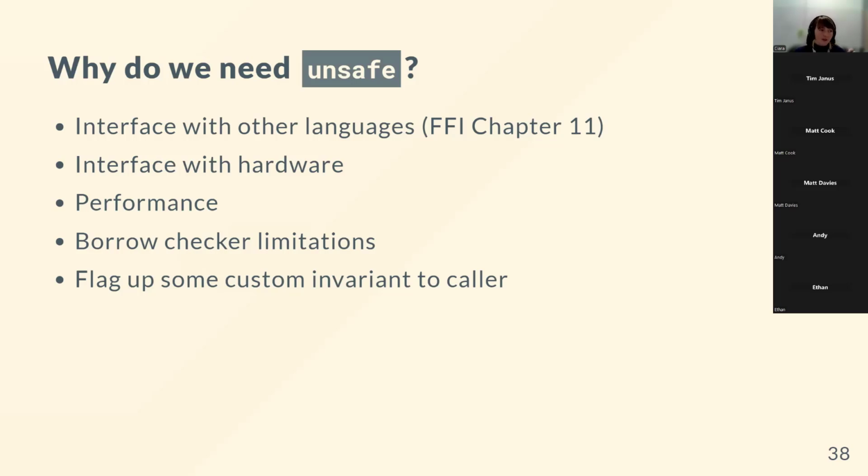And as already mentioned, we need unsafe to flag up some custom invariant to the caller. So if there's something like the global allocator that needs to have specific behavior, we don't want to just freely expose that. We want the person who's using our function or using our trait to know these subtleties. And by requiring them to have an unsafe keyword, it's kind of like, whoa, hold on, take a second, read the docs here. This is not your everyday code.